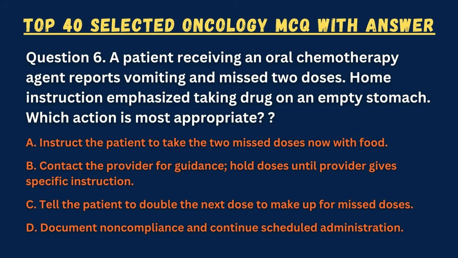Which action is most appropriate? A. Instruct the patient to take the 2 missed doses now with food. B. Contact the provider for guidance. Hold doses until provider gives specific instruction. C. Tell the patient to double the next dose to make up for missed doses. D. Document non-compliance and continue scheduled administration.